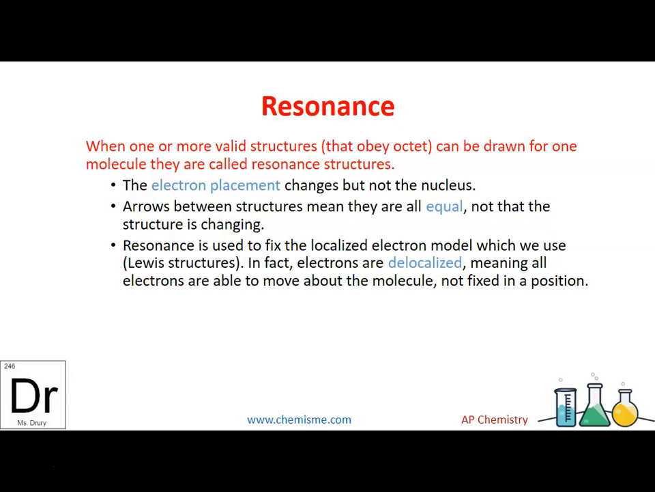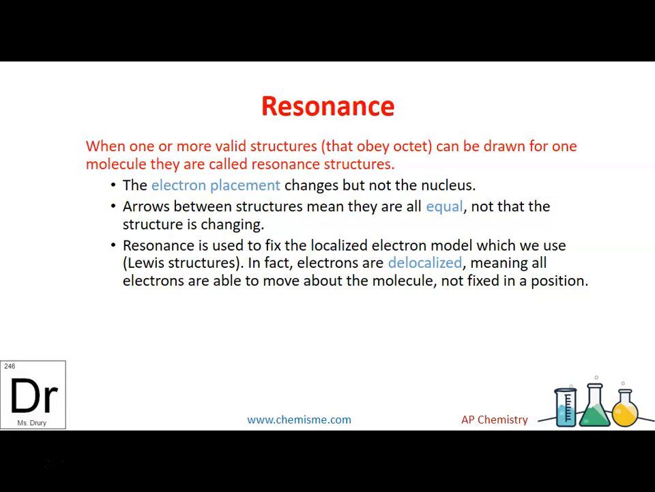And resonance is used to fix the localized electron model, meaning that Lewis structures show electrons are definitely right here, but we know they aren't. Heisenberg says they're constantly moving. We're showing where they might be at any point in time. So in fact, the electrons are delocalized and moving, meaning that they're free to move around the molecule and not in a fixed position. How do you show that on a 2D representation?